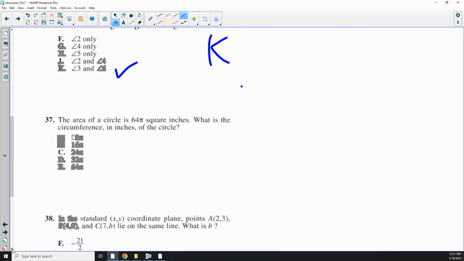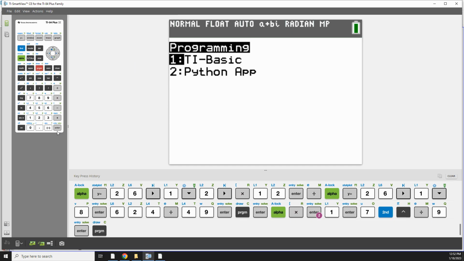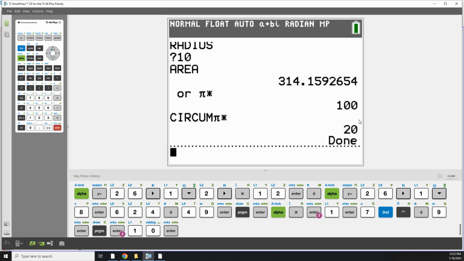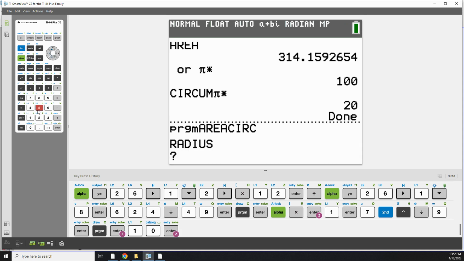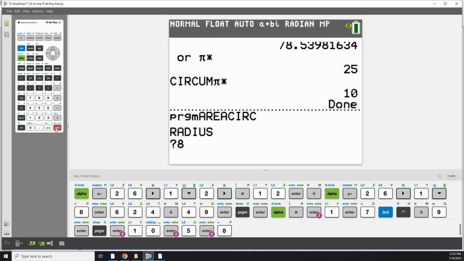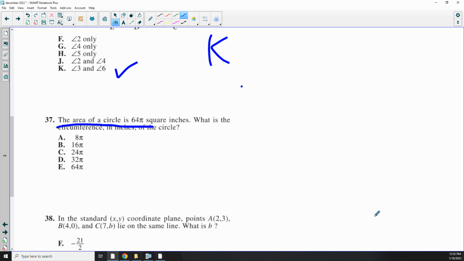You can cheat on this one with area of a circle. It says the area is 64 pi. It won't take you long to guess it. Let's just start with a radius of 10. Well, that's 100 pi. That's no good. So let's try 5. That would be 25 pi. It's got to be a radius of 8. So the radius of 8 gives you an area of 64 pi and a circumference of 16 pi. So the answer there is B, 16 pi.